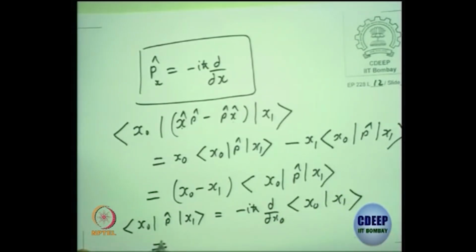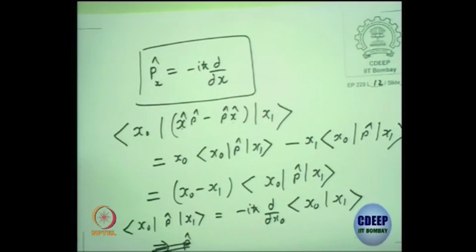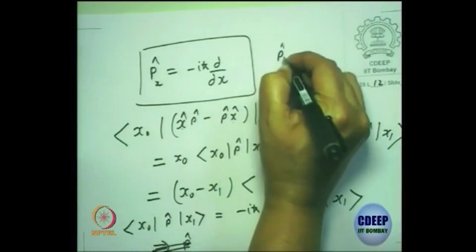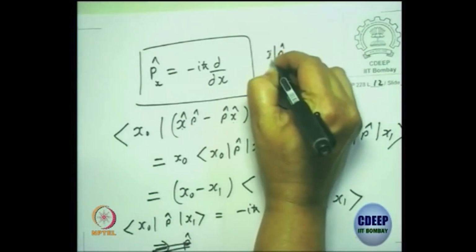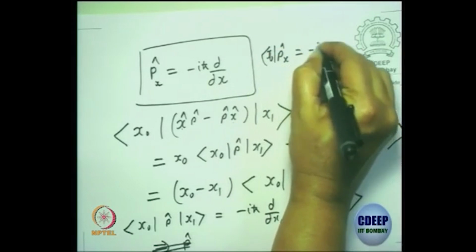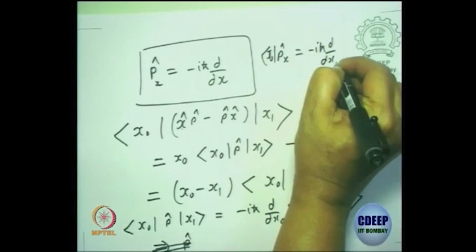So this implies the momentum operator, it implies this top equation. The momentum operator is minus iħ ∂/∂x, and if this operator px operates on x0, then it will give you minus iħ ∂/∂x0.